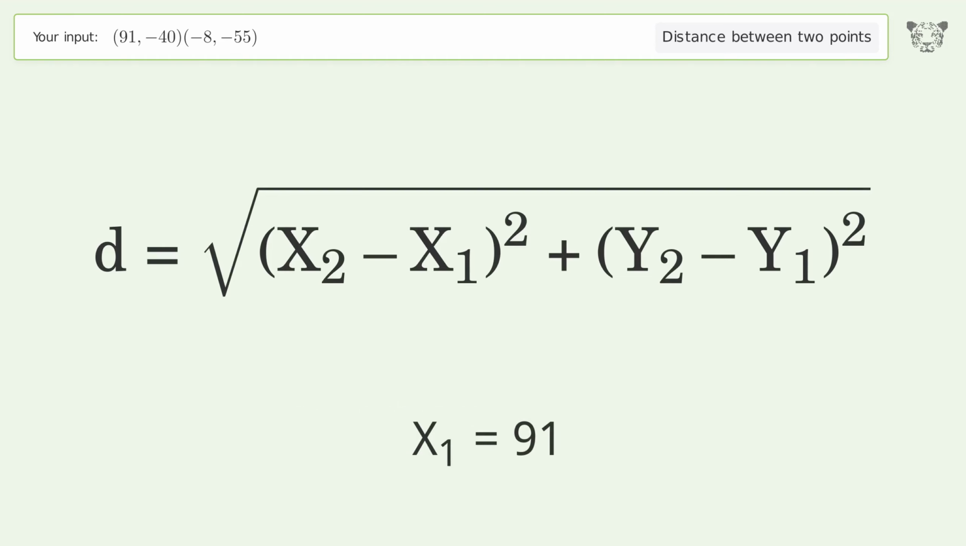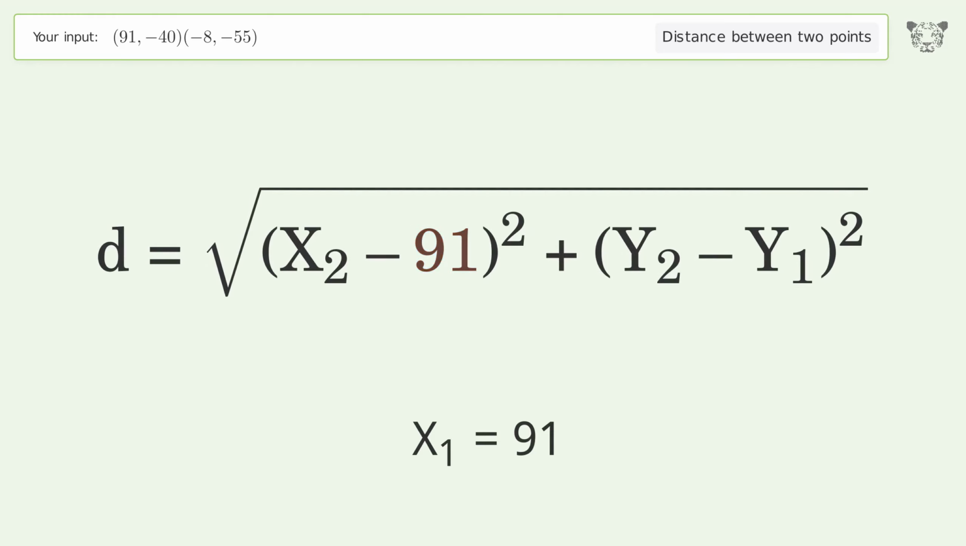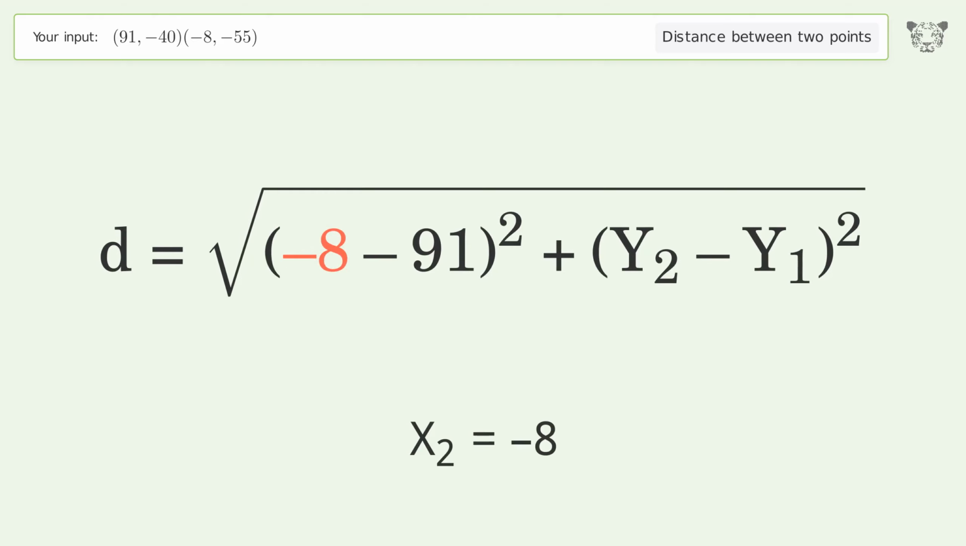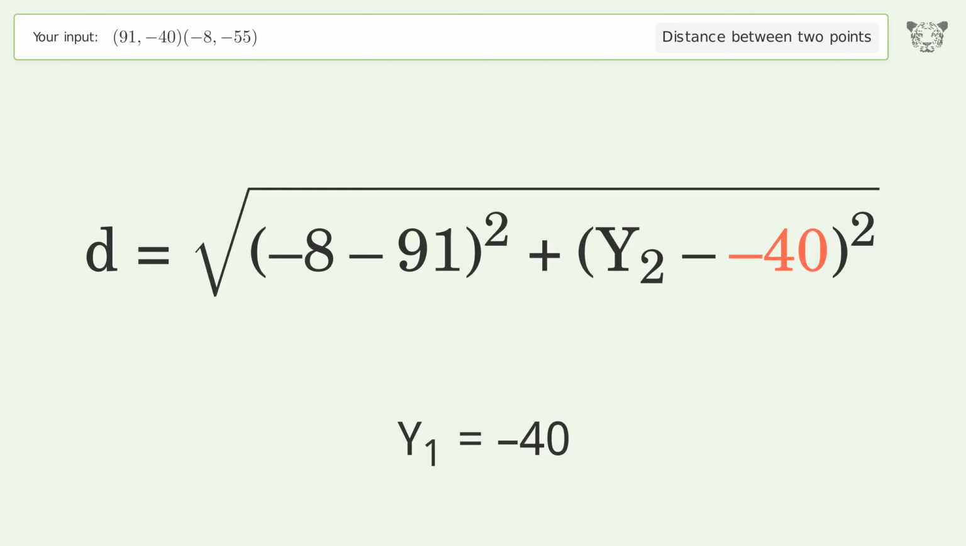x1 equals 91. x2 equals -8. y1 equals -40. y2 equals -55.